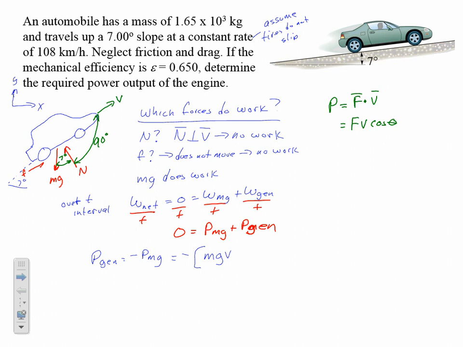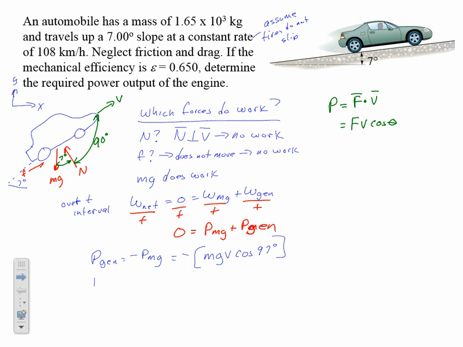So my total angle then between mg, which is pointing down, and velocity, which is pointing 7 degrees up the slope, that's going to be 97 degrees. So I'm going to have cosine of 97 degrees. And that is going to be a negative number. Cosine of 97 is negative, and that's going to cancel the negative out front.